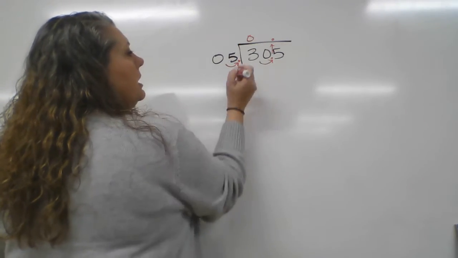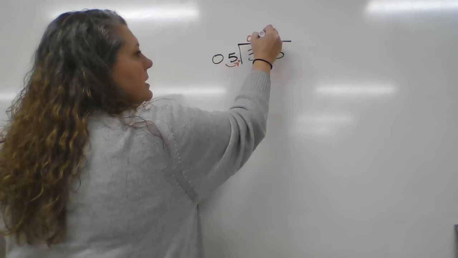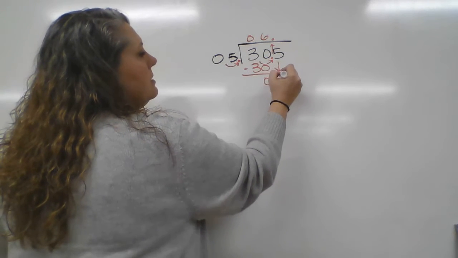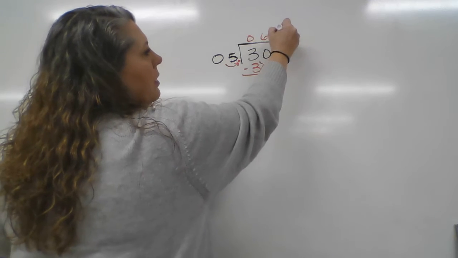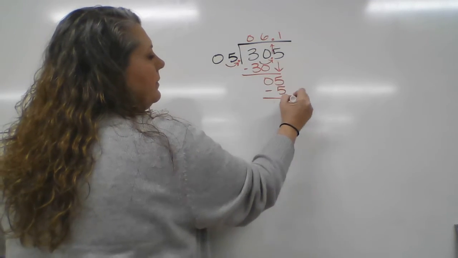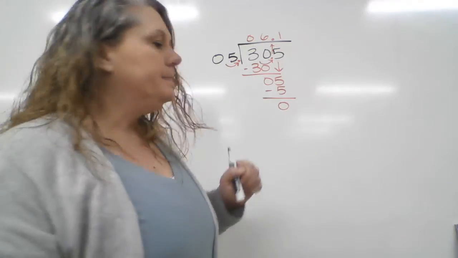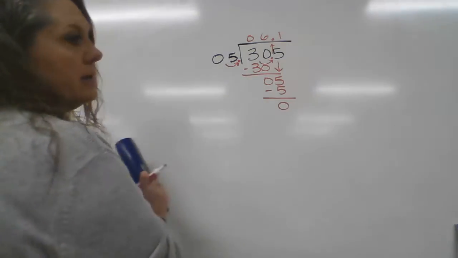5 can't go into 3. 5 does go into 30 6 times with nothing left over. Bring down my next number. 5 goes into 5 one time with nothing left over. Okay, so now my answer is 6.1. So let's look at another one.